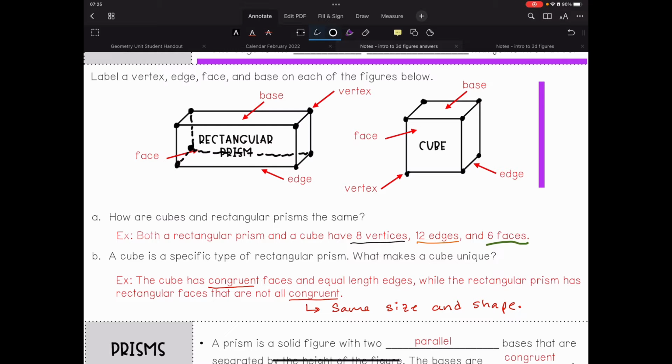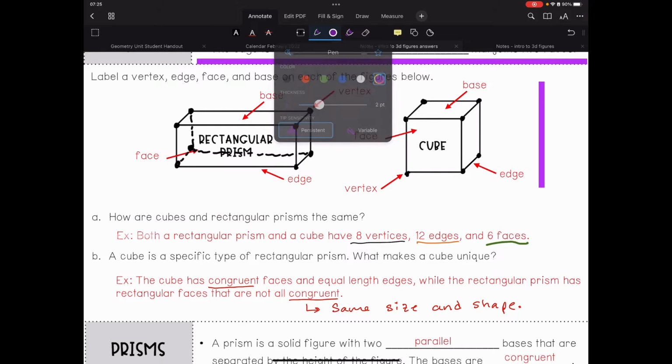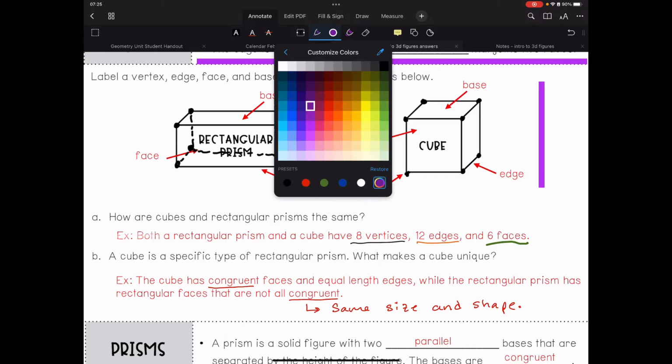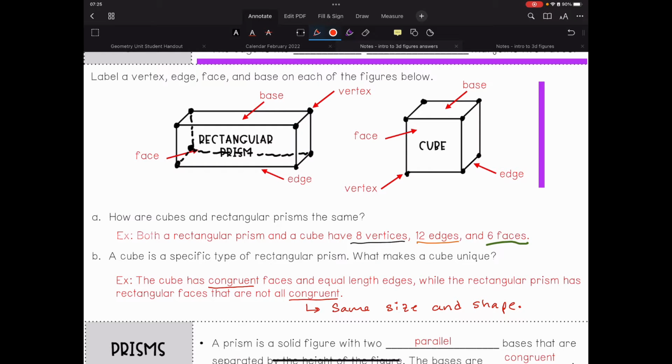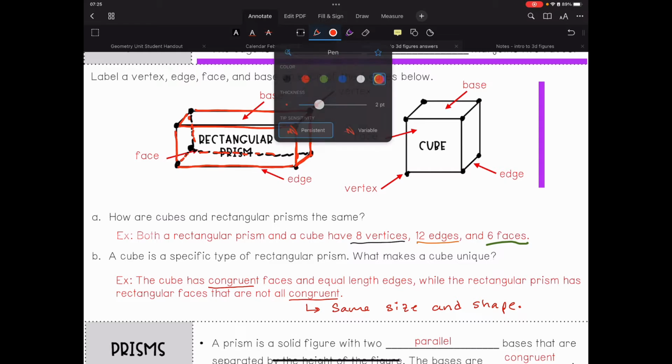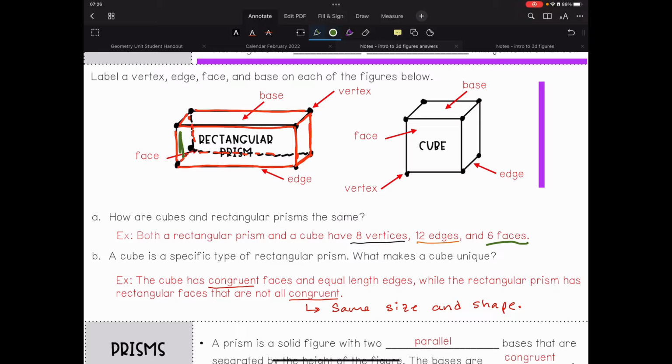They have 12 edges. I'll do those in orange. So here's an edge, there's an edge, edge, edge. They go from one vertex to another. So these are all edges, including in the back there, the ones we can't see. And they have 6 faces. So this is a face.